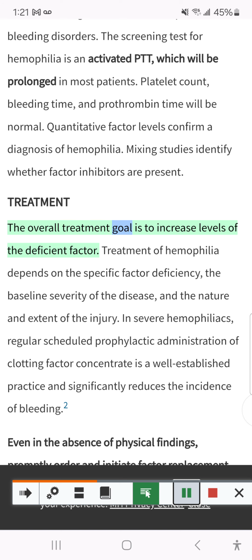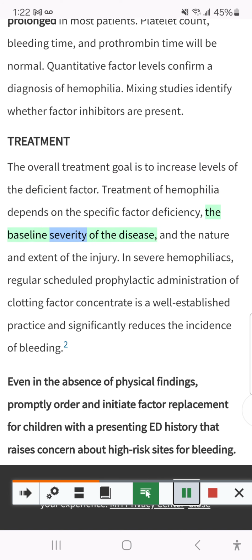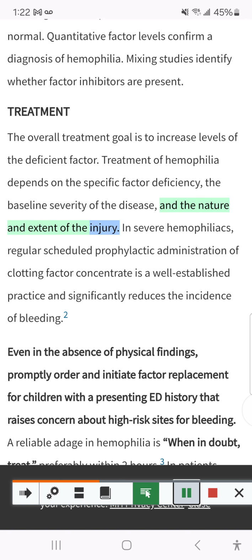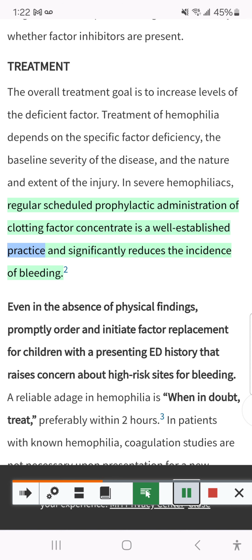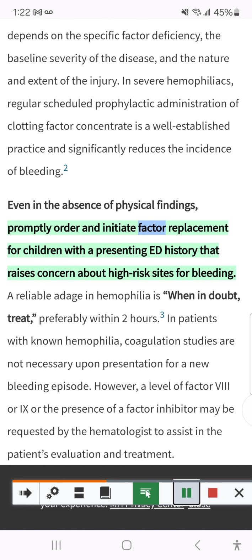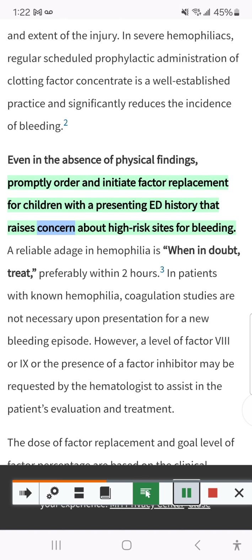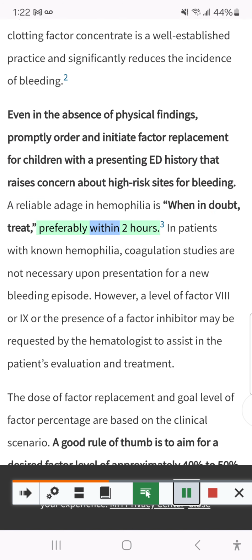Treatment. The overall treatment goal is to increase levels of the deficient factor. Treatment of hemophilia depends on the specific factor deficiency, the baseline severity of the disease, and the nature and extent of the injury. In severe hemophiliacs, regular scheduled prophylactic administration of clotting factor concentrate is a well-established practice and significantly reduces the incidence of bleeding. Even in the absence of physical findings, promptly order and initiate factor replacement for children with a presenting ED history that raises concern about high-risk sites for bleeding. A reliable adage in hemophilia is, when in doubt, treat, preferably within 2 hours.